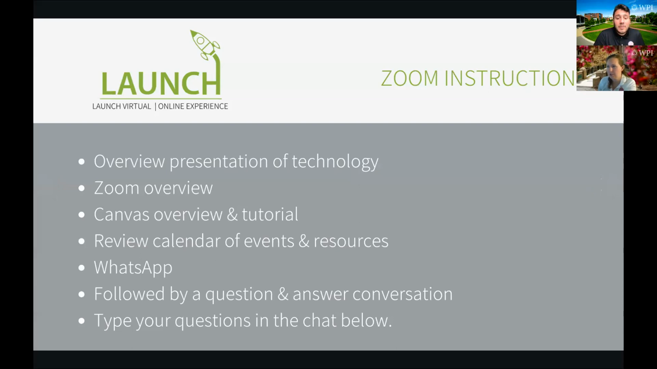We're going to chat a little bit about the technology that's used during the launch program. We're going to go over Zoom. We're also going to go over Canvas, and I'll give you all a little navigation tutorial to see how to access certain things and where things are located, specifically on our Canvas page for launch. And then you also will get a chance to review the calendar events, resources. We'll chat a little bit more about WhatsApp that I hope all of you have been on and are connecting on. And then we'll leave some time for you all to ask questions, and hopefully we'll get you those answers below in the chat.